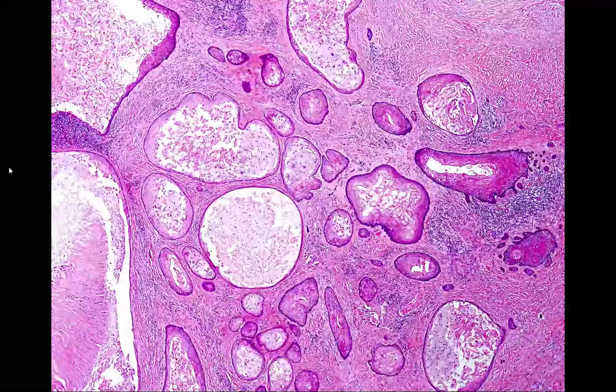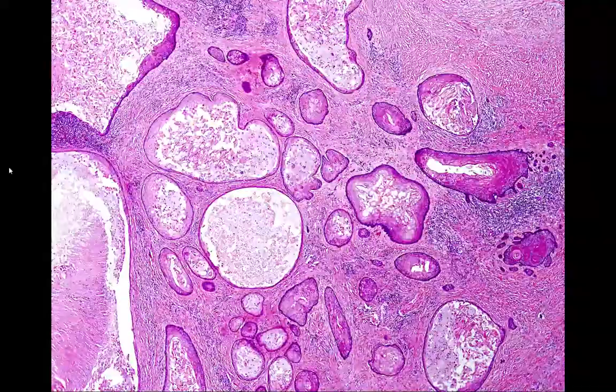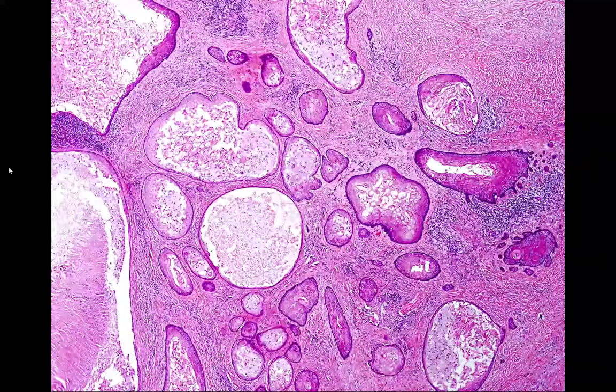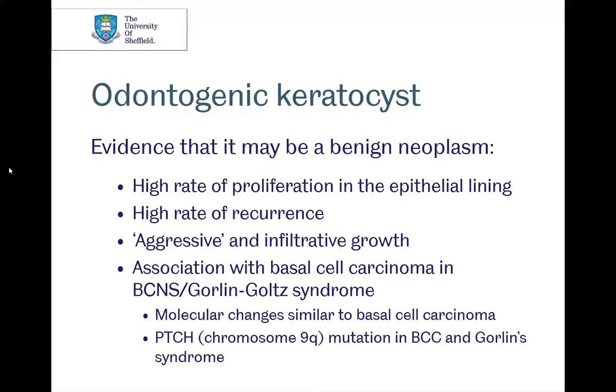Now, the variable nature of odontogenic keratocysts and also the tendency to recur has resulted in some people suggesting that in fact it might be a benign neoplasm. And what evidence is there for that? Well, we said way back at the beginning that odontogenic keratocysts have a higher tendency to proliferation within the epithelial lining. Does that mean they're neoplastic? Their higher rate of recurrence again might suggest that, and they have quite an aggressive and infiltrative growth pattern. We saw some of the radiographs which show that they can get to really very large sizes.